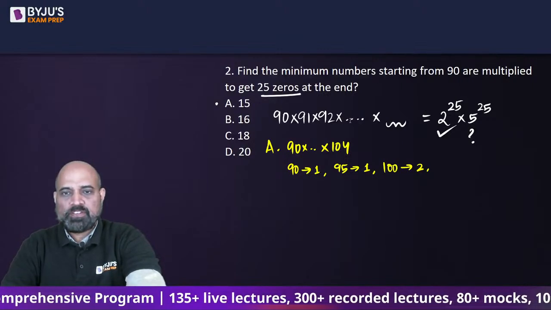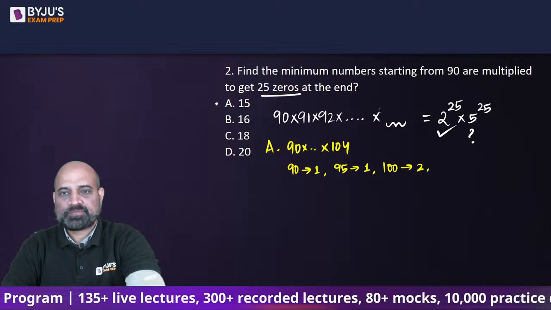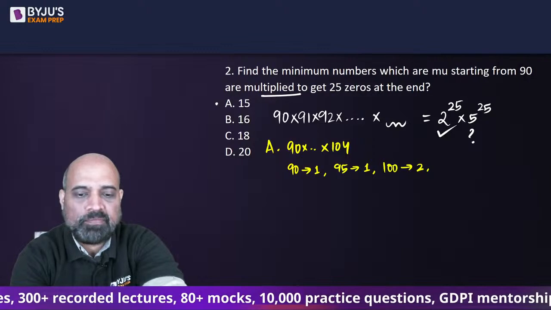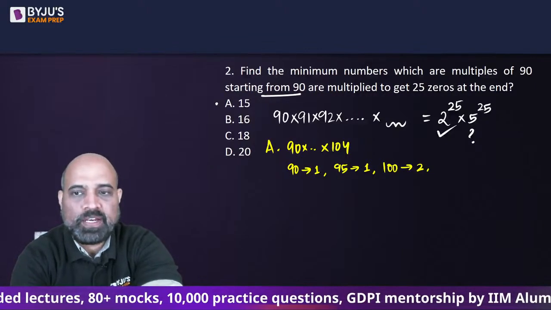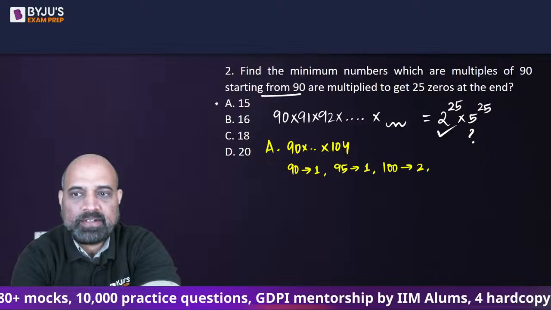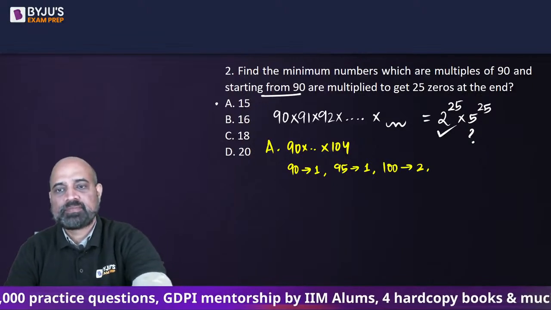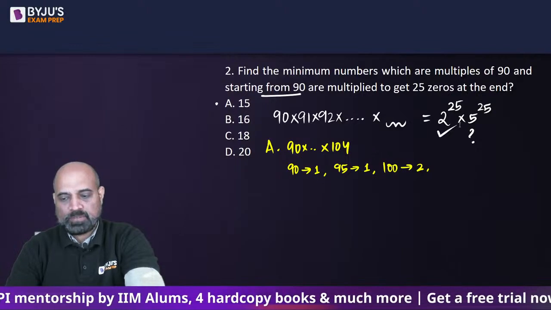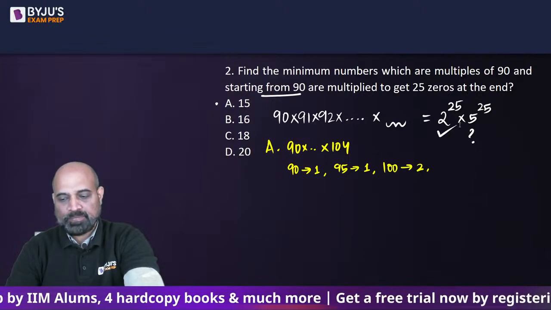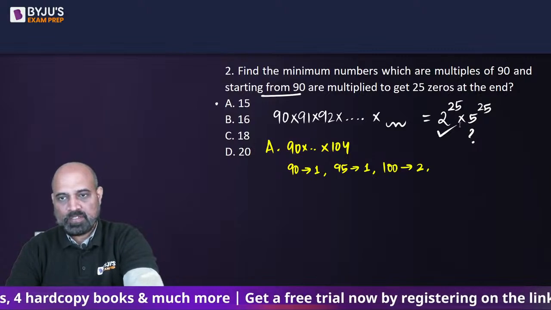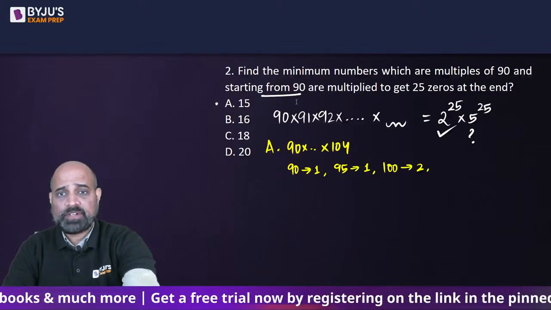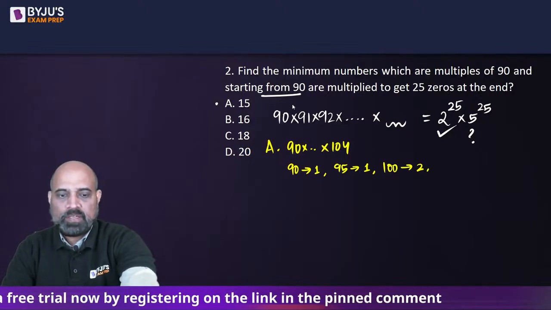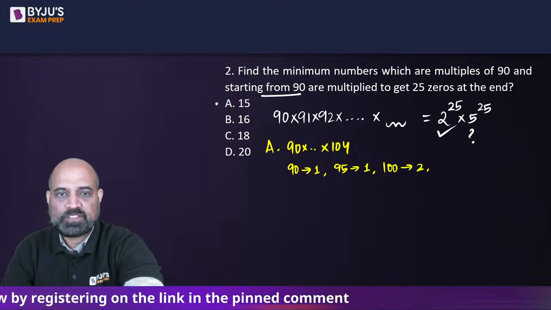So the question should have been: find the minimum numbers which are multiples of 90 and starting from 90. This will make more sense because if I take 15 of them and 15, this will make sense, right? So let's see if this works out.